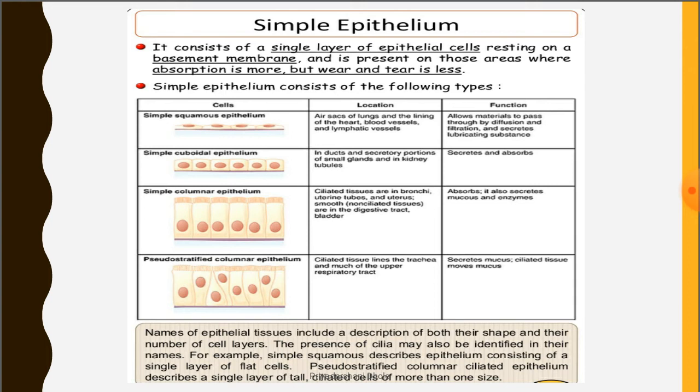Third is simple columnar, which is column-like, and the ciliated tissues are in the bronchi, uterine tubes, and uterus; smooth ones are in the digestive tract and bladder. What is the function? It absorbs, and it also secretes mucus and enzymes. And last is the pseudostratified, where ciliated tissues line the trachea and the upper respiratory tract, and the function is the secretion of mucus; the ciliated tissues move the mucus.